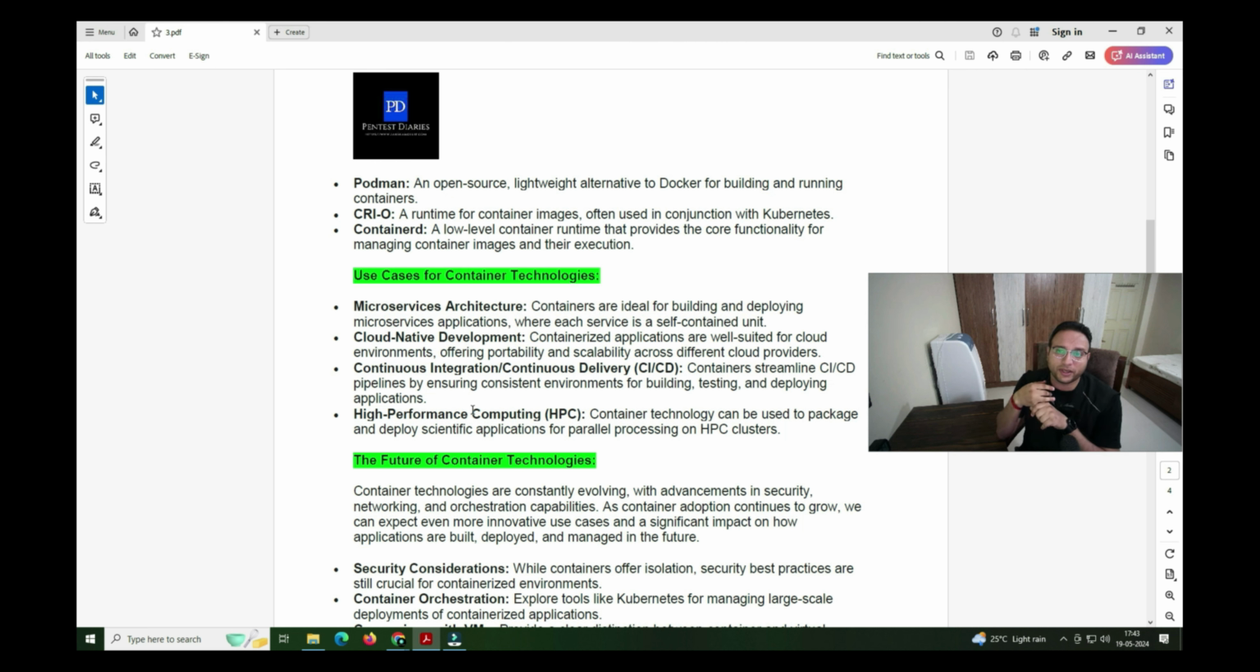SAST is especially available there, and source code analysis is also something we can do very easily. That was the reason we deploy in such a way that we can utilize container technologies in the CI/CD pipeline, so that we can improve productivity in application development itself. Next, high performance computing, HPC. Container technology can be used to package and deploy a scientific application for parallel processing in the HPC cluster. That's also a place where we require high performance, and we prefer container technologies.